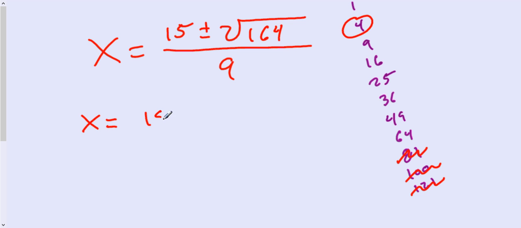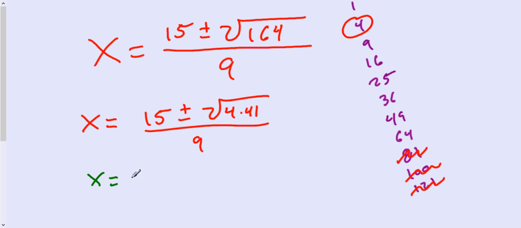We get 15 plus or minus the square root of 4 times 41 all over 9. So we get, for our answer, 15 plus or minus 2 square root of 41 all over 9. We check to see if these three numbers have anything in common. They don't. So our answer is this whole thing.